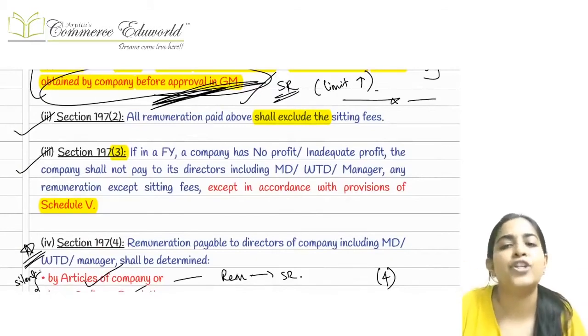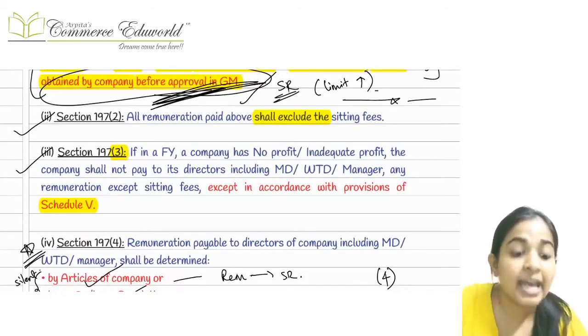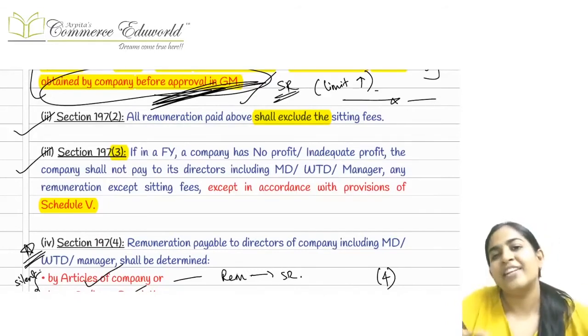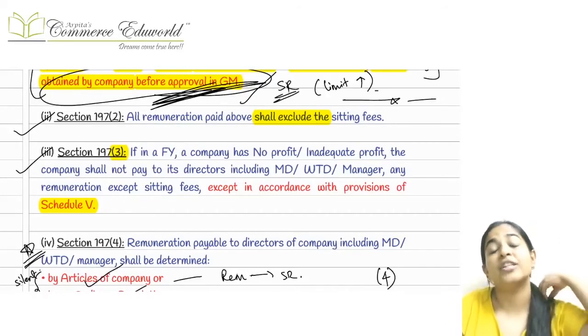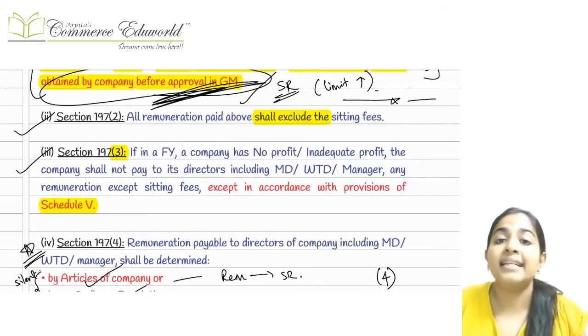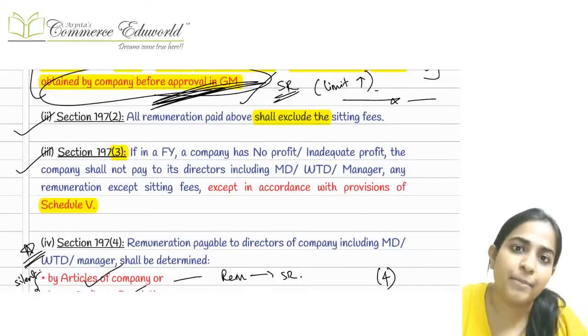Now, this is the remuneration for the work that they are doing in the company. Apart from this, they would be attending the board meetings of the company. So what extra are they going to get along with that? Along with this remuneration, they will get sitting fees also. This sitting fees is not included above. This sitting fees will be over and above the remuneration.